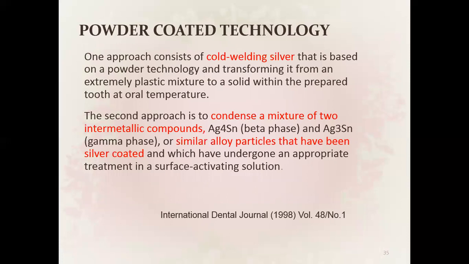Now, we have powder coated technology. One approach consists of cold welding silver that is based on a powder technology and transforming it from an extremely plastic mixture to a solid within the prepared tooth at oral temperature. The second approach is to condense a mixture of two intermetallic compounds, that is Ag4Sn beta phase and Ag3Sn, that is gamma phase, or similar alloy particles that have been silver coated or which have undergone an appropriate treatment in surface activating solution.